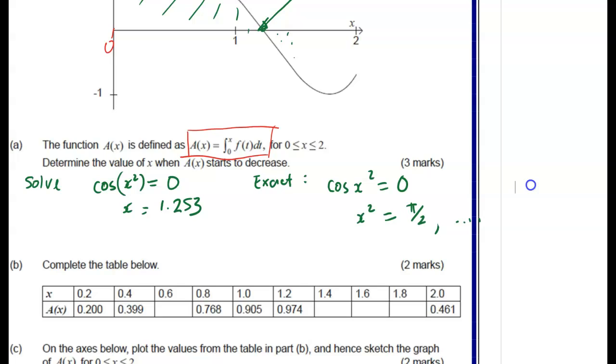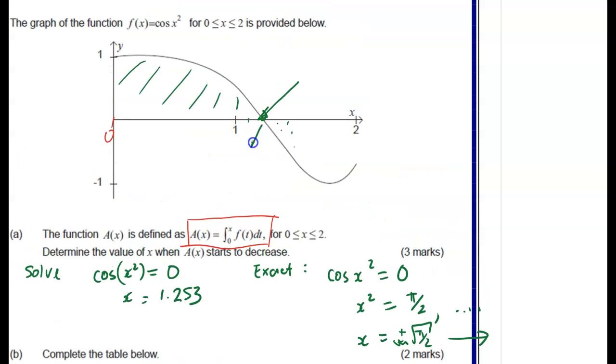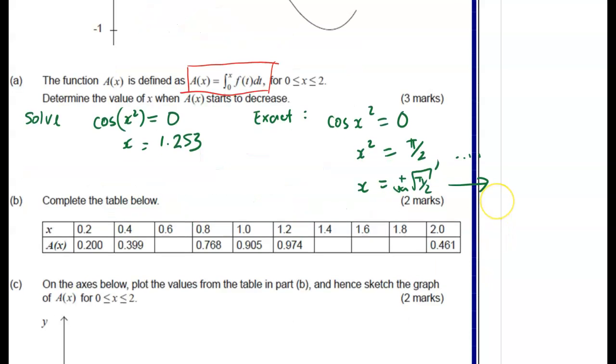Within that domain, though, it will be less, and there's only one solution. x is going to be plus or minus the square root of pi on 2, but in this case we reject the negative because clearly x is a positive solution here. Okay, we're not interested in what's going on below 0. So if we did that without a calculator, that's how we would approach it.